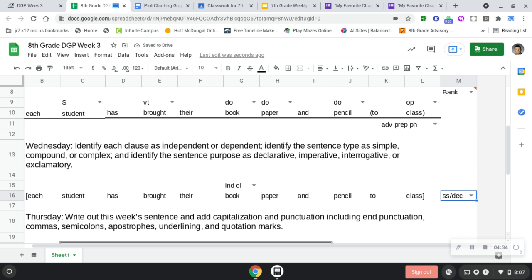Huh? Yeah, you just scroll a little bit there.